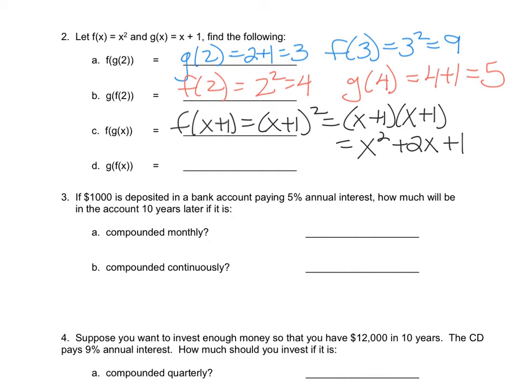And lastly, for D, we've got G of F. So that means the x in the G function gets replaced with x squared.